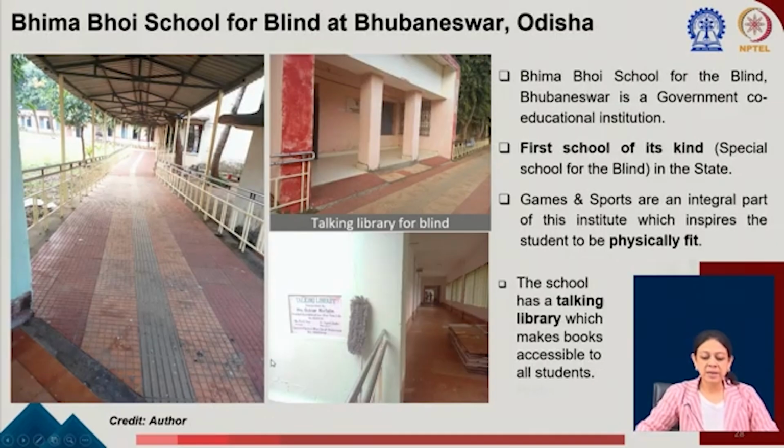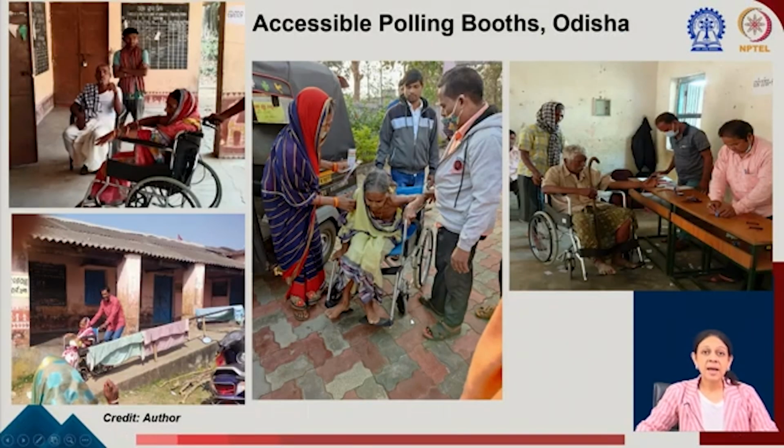Bhimabhai School for Blind has a talking library for the blind, one of the first of its kind, a special school in the state. Accessible polling booth: we have talked that you have to give access to every type of building, every category of building is important.